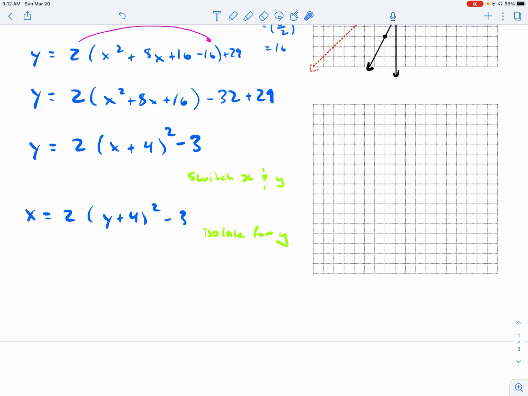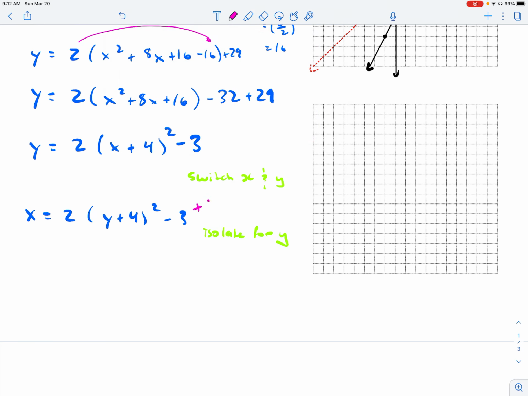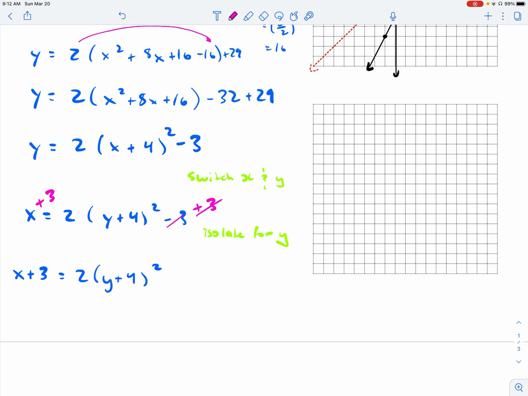I don't recommend that. What I would like to do is get rid of anything that's hanging on at the end, any extra terms. So reverse those first. My first step would be to add 3 to both sides. And when I say add 3, I'm adding it to the whole equation. What happens is it just cancels out here. So you add 3 to that side, you've got to add 3 to this side too. So we're going to have x plus 3 equals 2 times y plus 4 squared. These canceled out, right?